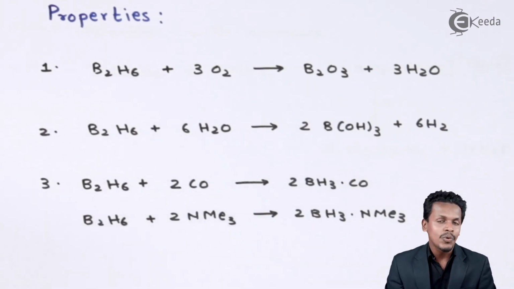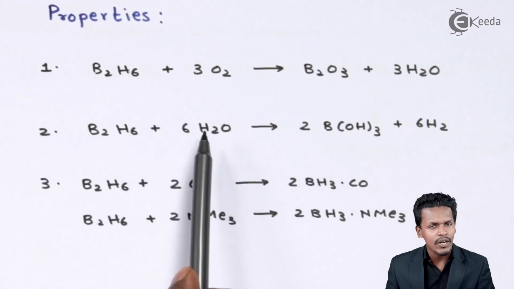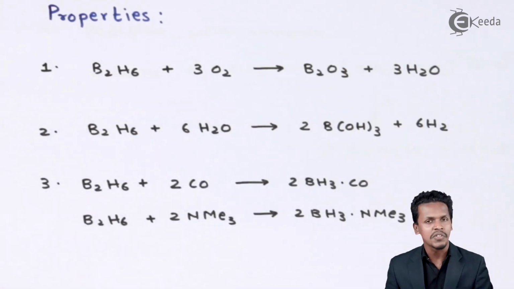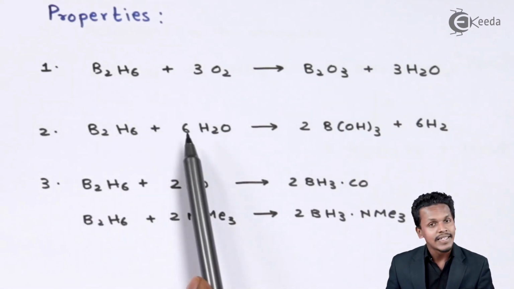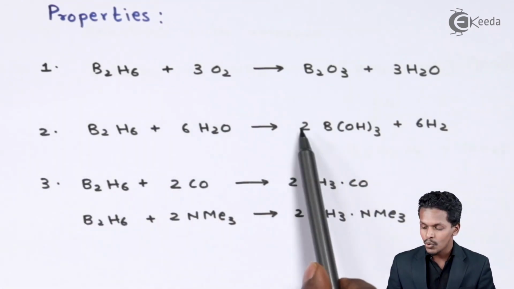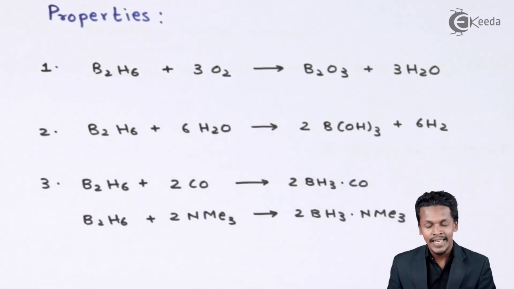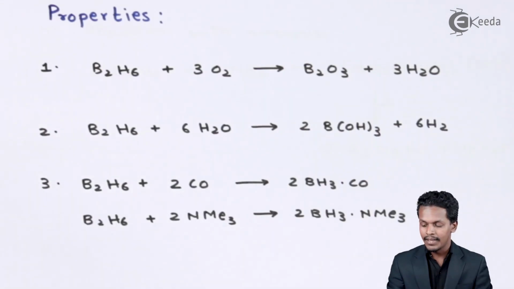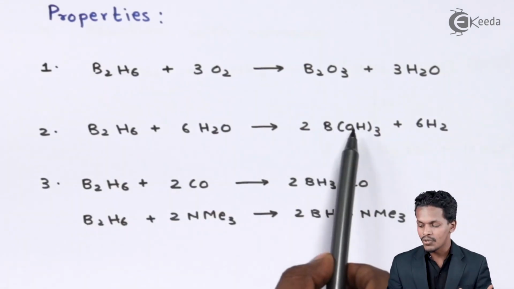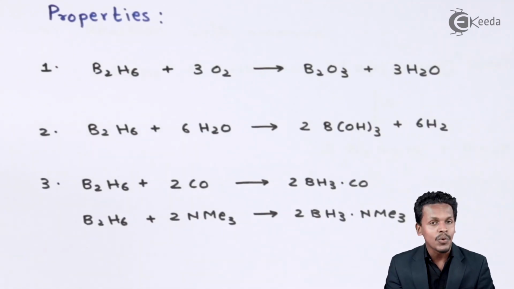So now let us move on to the next one, that is, what happens if diborane is treated with water, basically a hydrolysis process that takes place over here. In this case, B2H6 is treated with 6 moles of H2O, so as to obtain 2 moles of B(OH)3, along with 6 moles of H2 gas. So this is the product that we could obtain. Basically it is acidic in nature, and 2 moles of B(OH)3 have been obtained over here. And now let us move on to the next one.